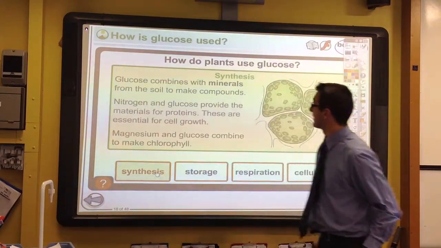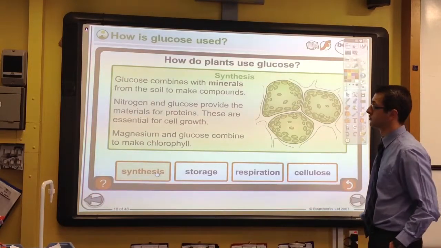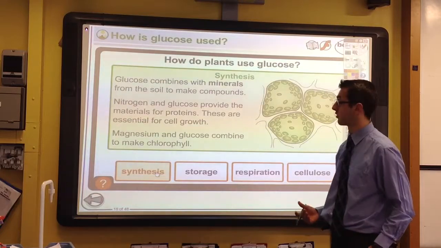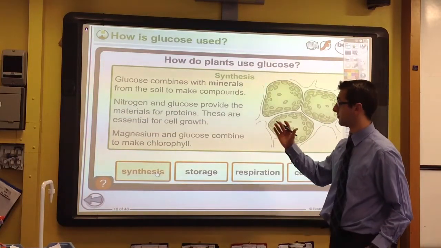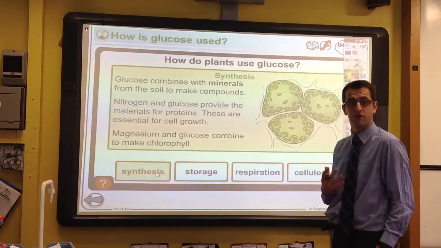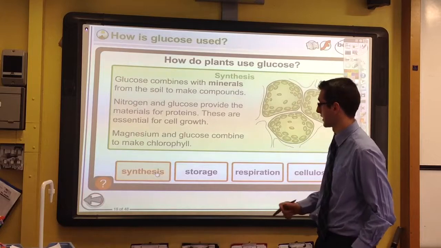Synthesis, so this is making. They're going to use the starch in a stored form, or the glucose that is produced, to create various components that the plant requires for growth. So that might be various nitrogen-based products and proteins, just like we have our proteins to build our own muscles and tissues. Plants are doing the same as well.